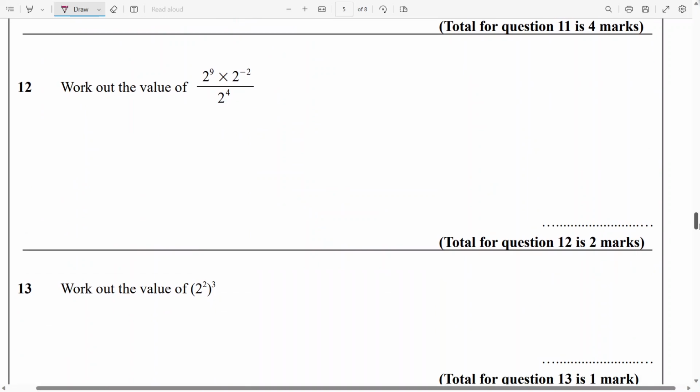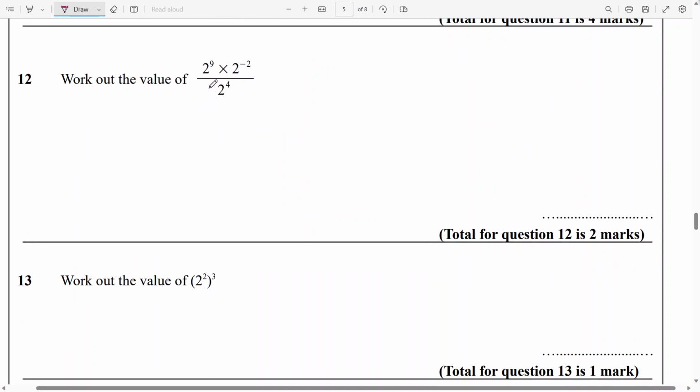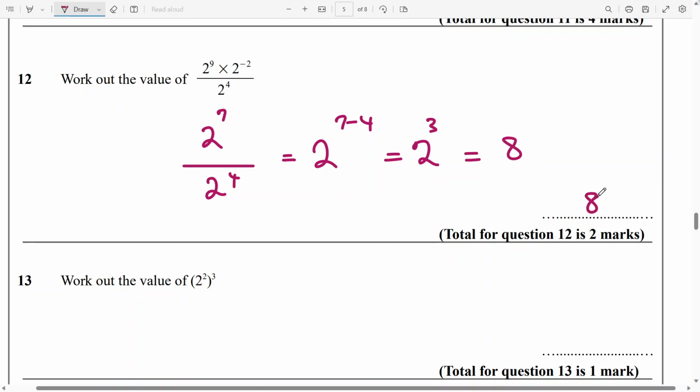Okay, so we need to write the value of this. We can do the top by adding the powers. So 9 plus minus 2 is going to be 7. And the bottom is 2 to the power 4. But here you're going to subtract the powers. So 2 to the power 7 minus 4, which is 2 to the power of 3. Now 2 to the power 3 is 2 times 2 times 2, and that's going to be 8.